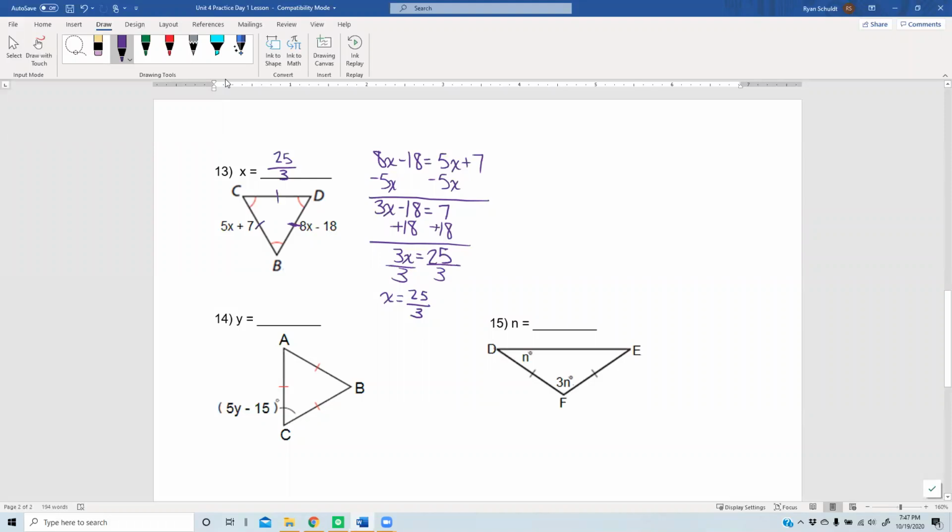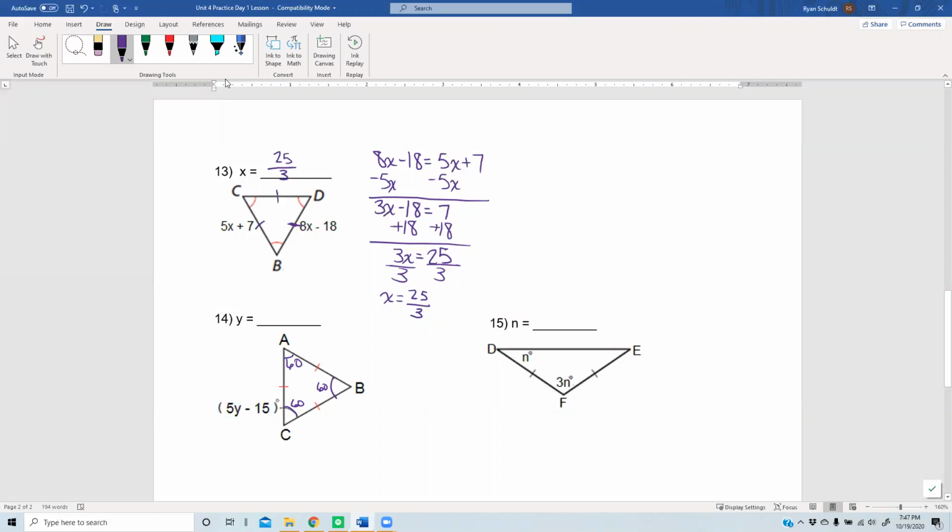Now on number 14, all the sides are the same, which means all the angles have to be equal. All these angles are equal to each other, which means they're all what? They're all 60.